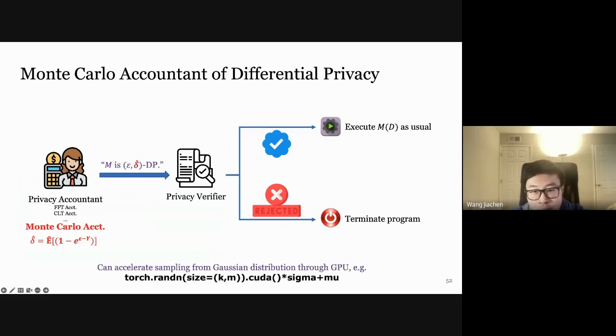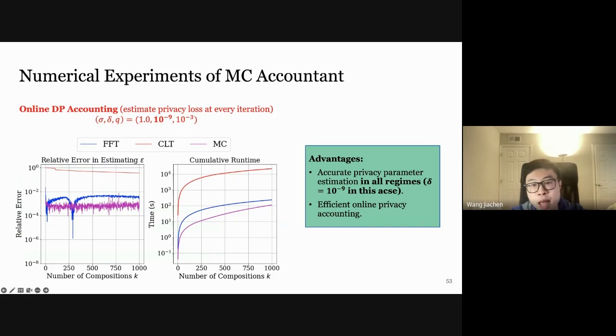The Monte Carlo accountant has several advantages compared with the state-of-the-art. It is well suited for parallel computing and GPU acceleration due to its nature of repeated sampling. One can easily utilize PyTorch's CUDA functionality to boost the computational efficiency for sampling from common distributions such as Gaussian. And we show numerical experiments to illustrate the advantage of the MC accountant.